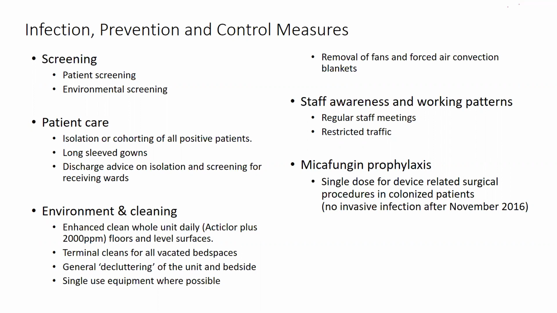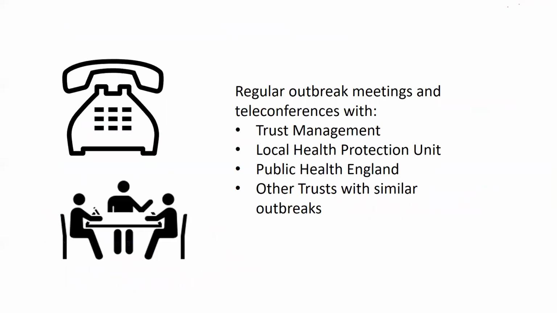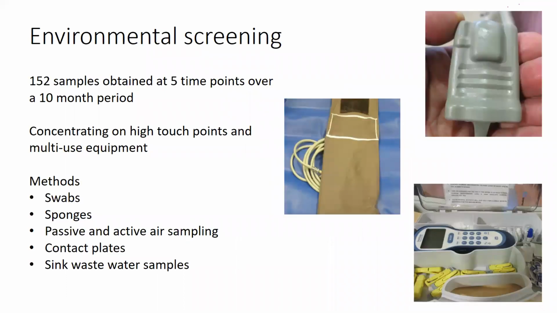What we also did was to institute, for patients who we knew were colonised, a single dose of micafungin prophylaxis before surgical procedures, and having done that, we didn't see any invasive infections after having started doing that. And then there were also lots and lots of meetings, talking to people within the hospital, within the local Public Health England infrastructure, and also nationally as well. And then also trying to share experiences with other trusts that had large outbreaks, so the outbreak at the Brompton, and then a large outbreak at King's as well.